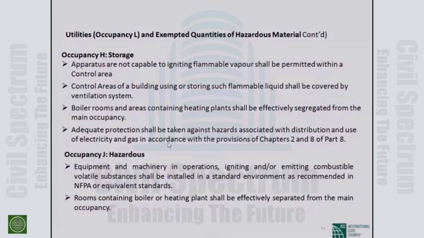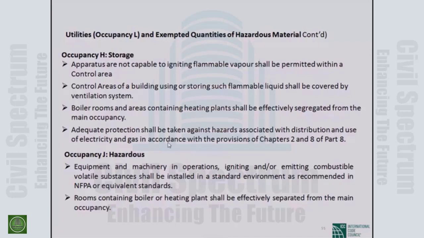Room containing boiler or heating plant shall be effectively separated from the main occupancy. This is the only line written, but it says effectively separated from the main occupancy. This separation means separated by walls, or sometimes it may be detached. Particularly, it is saying whether the boiler is fuel burned or electric. If it is fuel burned, it has to be detached. If it is electric, it can be inside the room, but again there will be some limitation. But you have to be effective. So here it is said effectively separated. So you have to be very careful about this effectiveness for the boiler.